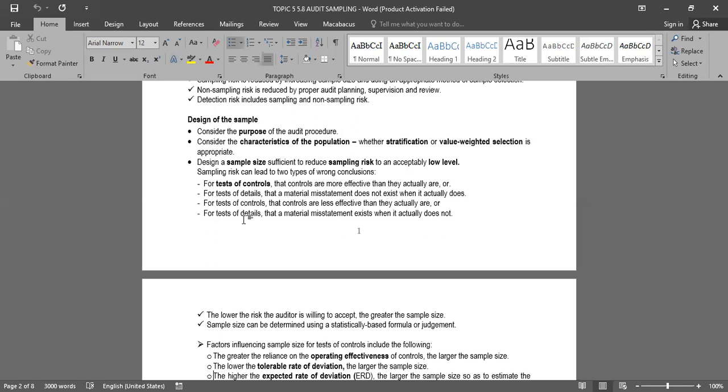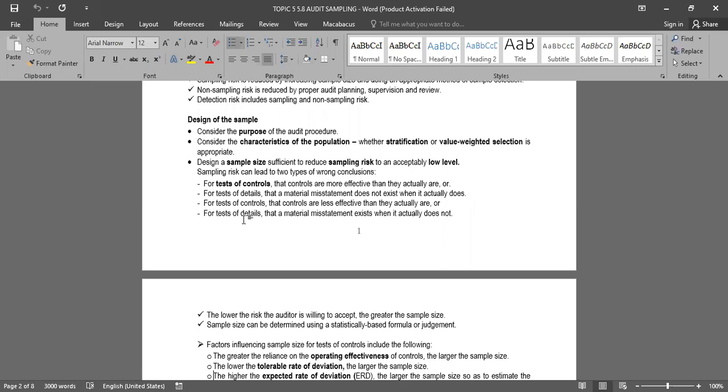Then design a sample size sufficient to reduce sampling risk to an acceptably low level. As a matter of fact, the bigger the sample size, the lower the sampling risk. Because if you're looking at almost all the items of the population, then the risk of you having sampling risk is very low. Okay, because you have looked at almost every item in the population. So that's what we mean. The bigger the size of the sample, the lower the sampling risk. Okay, so that is it. The stages: you consider a purpose, look at the characteristics of the population, and then design a sample size sufficient to reduce sampling risk to an acceptably low level.